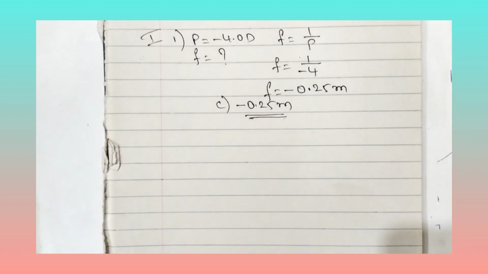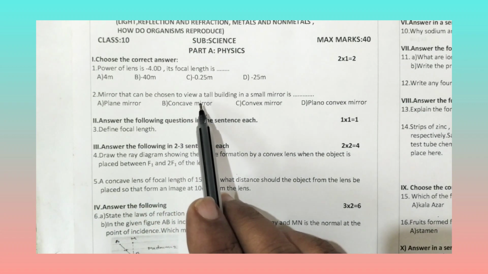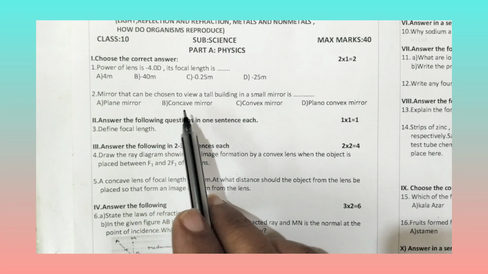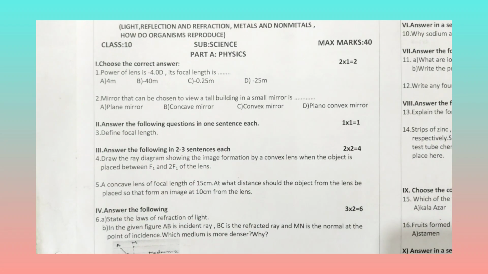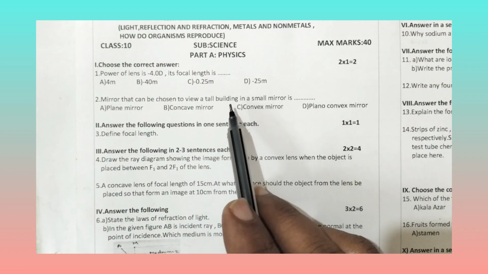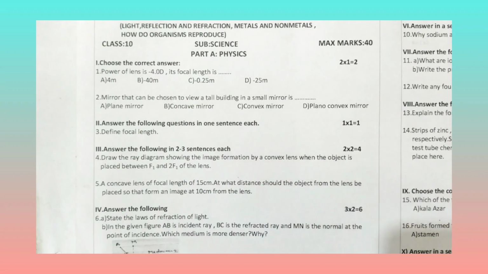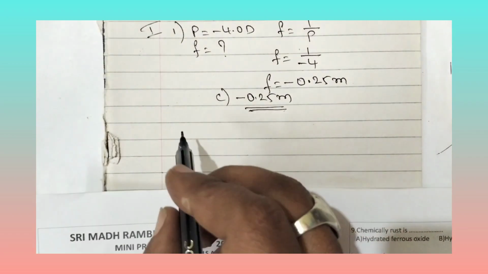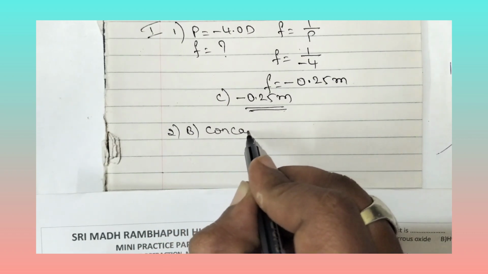So now let us move to the second question. Second question is: the mirror that can be chosen to view a tall building in a small mirror is plane mirror, concave mirror, convex mirror and plano-convex mirror. So for this question, we have to see a tall building in a small mirror. So that is concave mirror. So for the second question, the right answer is option B, that is concave mirror.